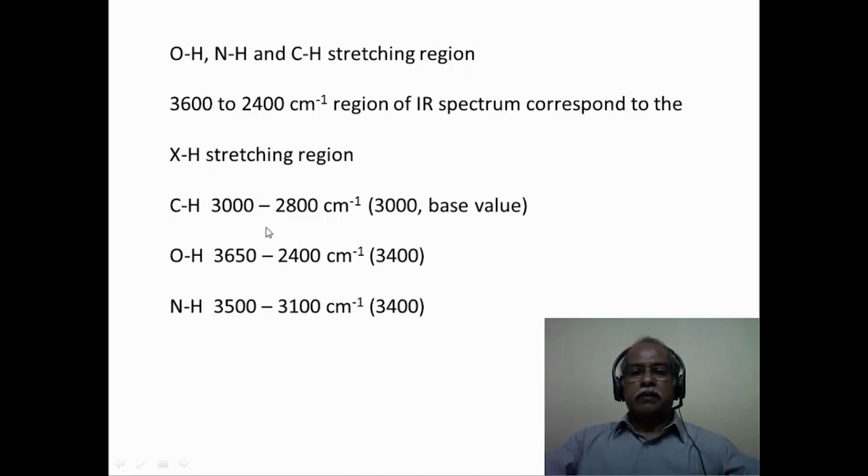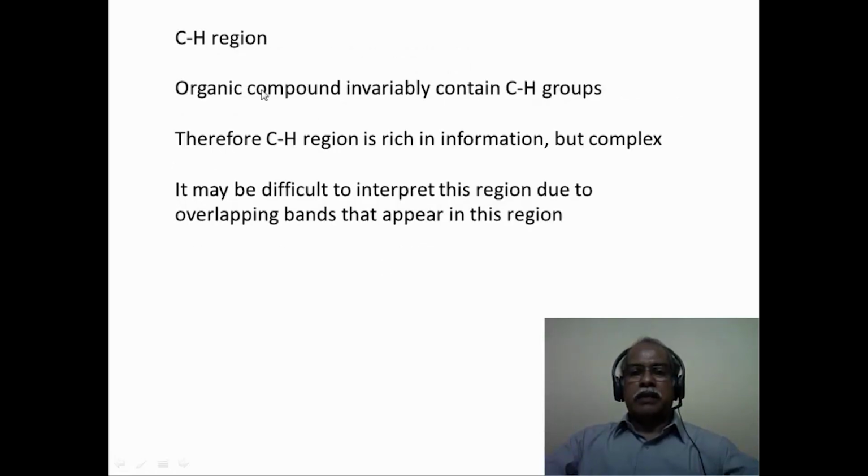In the infrared spectrum, the CH region is typically from 3300, the base value is about 3000, but it extends from 3300 to some 2800 or so, and the OH region is typically between 3650 to 2400 or so, with the base value corresponding to about 3400 inverse centimeter. The NH region corresponds to 3500 to 3100. Typically the base value is essentially the same as the OH base value.